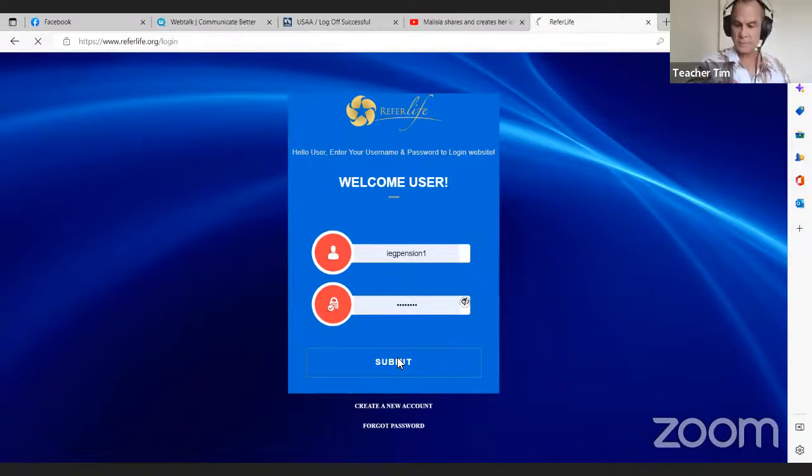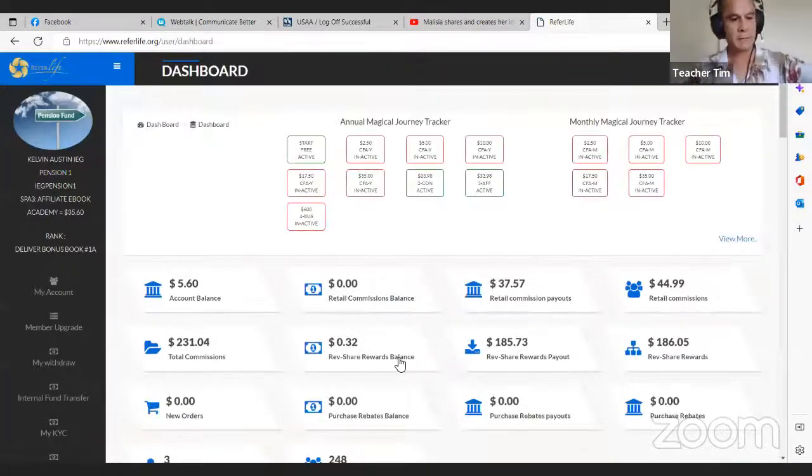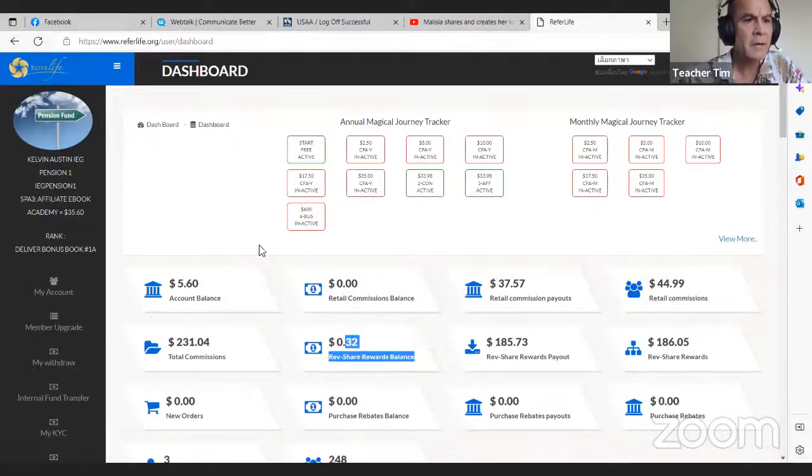And watch this. All right, look at this, guys. What does this say right here? 32 cents in revenue share balance. Wow. Well, Kelvin's the first investor. How is he getting from other people that are joining? He was the first one. He joined 4 months ago. Total 230 something commission. Kelvin, how'd you get the 32 cents, man?